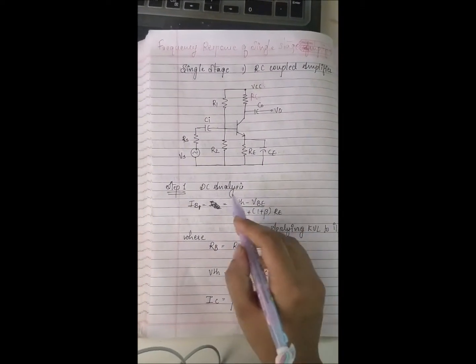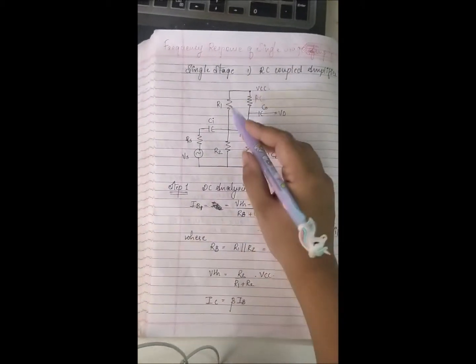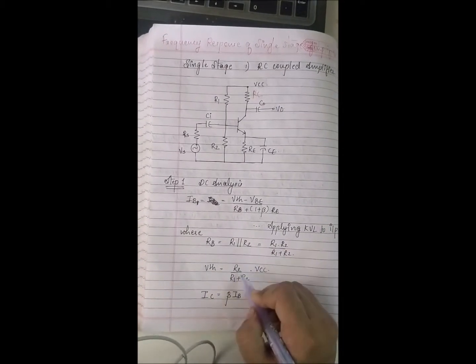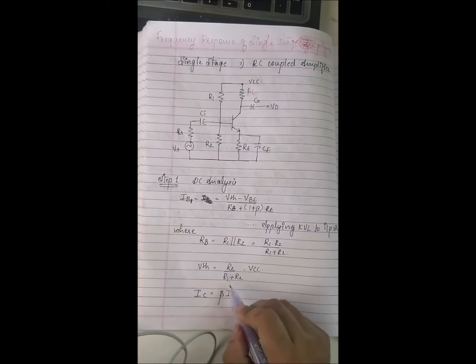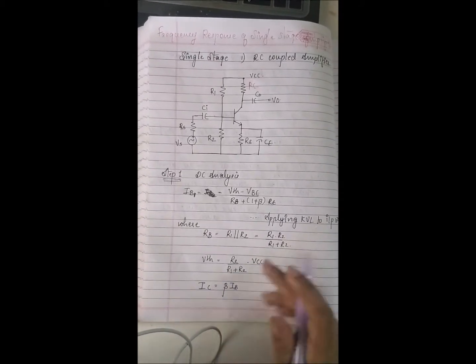Next, from this expression, what are the terms which we need to calculate? First thing is RB. RB is nothing but R1 parallel to R2. VTH is nothing but a potential divider: R2 upon R1 plus R2, multiplied by VCC. IC is equal to beta IB.